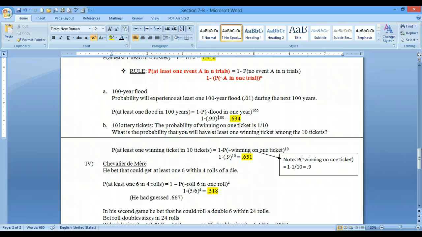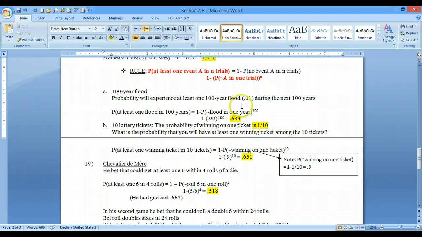10 lottery tickets. So you buy 10 lottery tickets. What is the probability of winning on 1 ticket? The probability of winning on 1 ticket is 1 out of 10. So each ticket has a probability of winning of 1 out of 10. What is the probability that you will have at least 1 winning ticket among the 10 tickets?